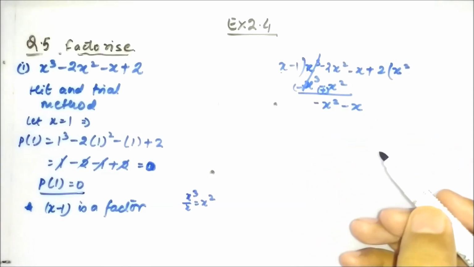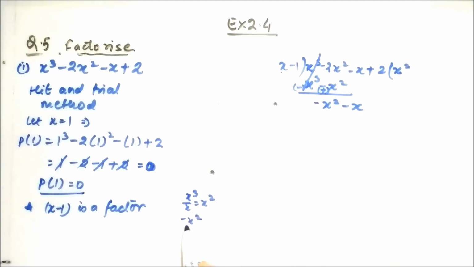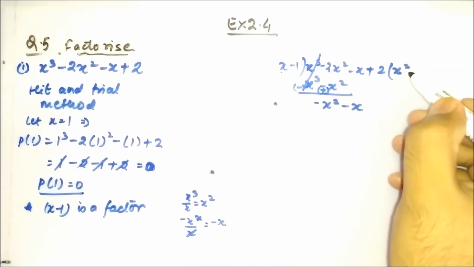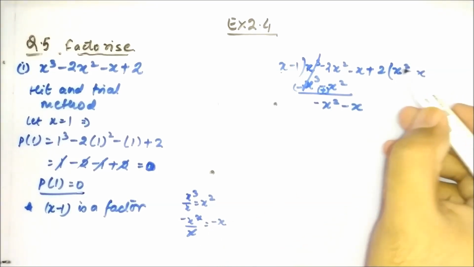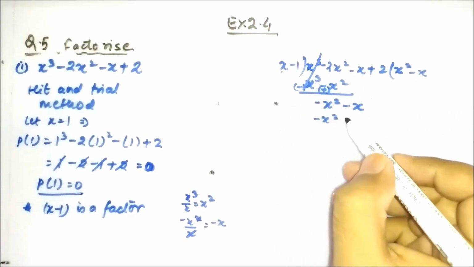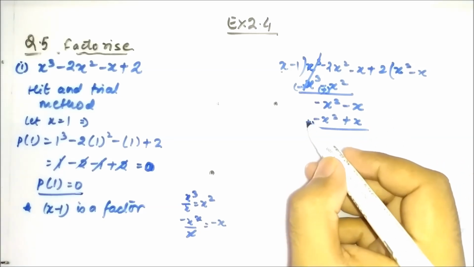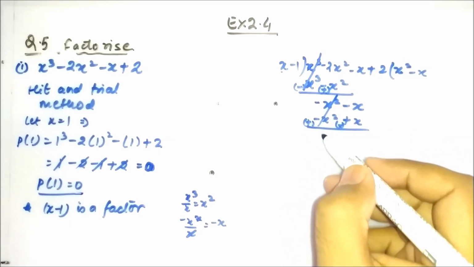Okay, now first term is minus x square, so we'll take minus x square, and here first term we have is x. So when you cancel this, you will get minus x here. Okay, now multiply this by minus x. So minus x into x, that will make minus x square, and minus x into minus 1, that will make plus x. Now when you subtract, the sign will get changed. This will get cancelled.